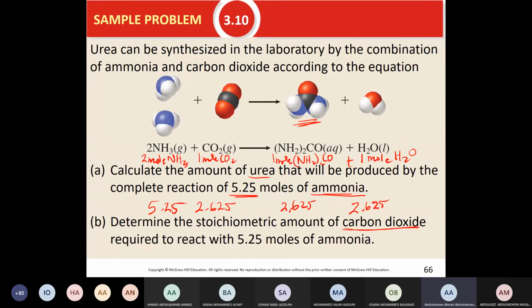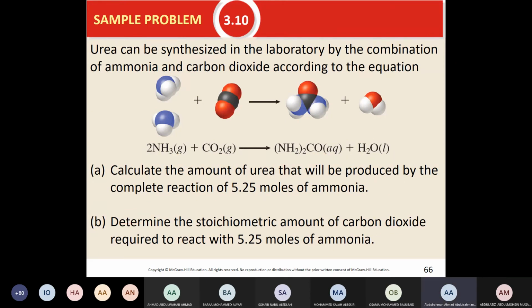Okay, now let me ask you another question very quickly. If I have 10 gram ammonia, how many grams urea am I going to produce? What's the first thing you'll do? Convert to moles. Exactly, change it to mole quickly. 10 grams of NH3 divided by the molar mass of NH3, which is what?